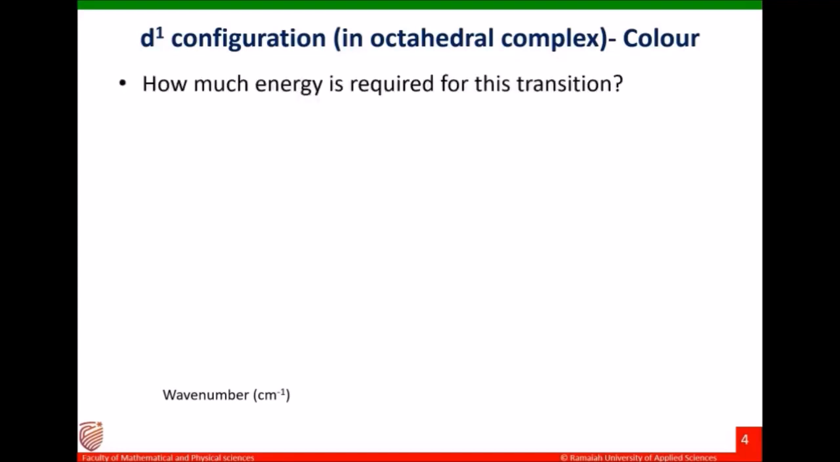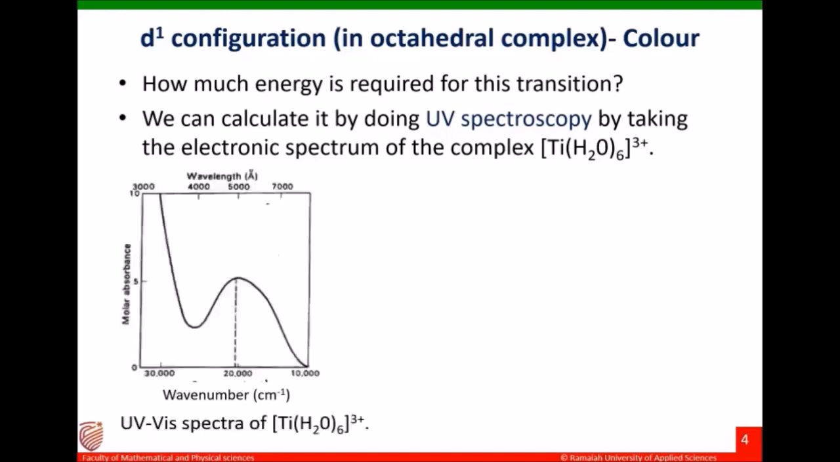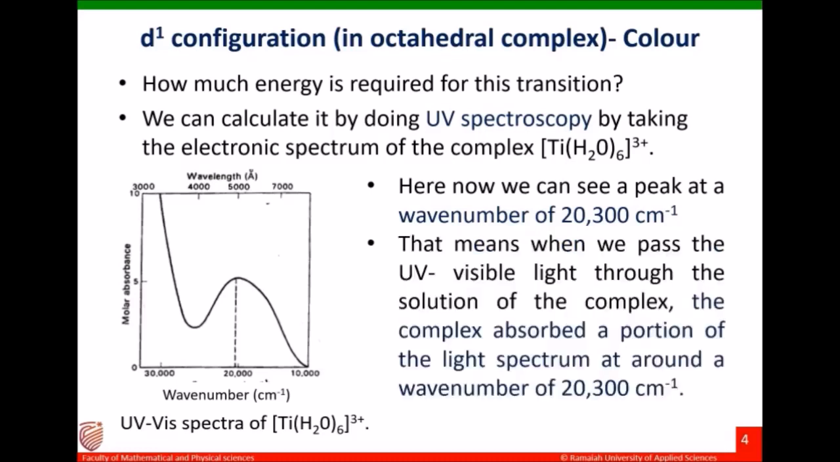How much energy is required for this transition? We can calculate it using UV spectroscopy by taking the electronic spectrum of the complex. Here you can see the electronic spectrum of the titanium complex. You can see a peak at a wave number of 20,300 centimeter raised to -1. That means when we pass UV visible light through a solution of this complex, the complex absorbed a portion of the light spectrum at around 20,300 centimeter raised to -1.